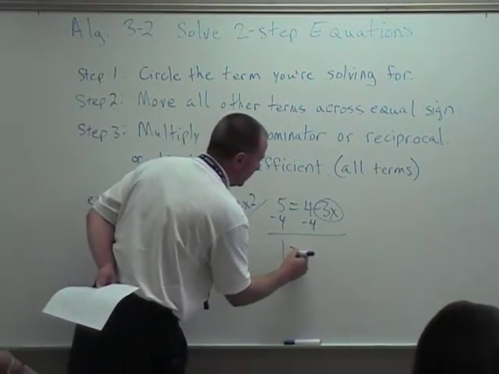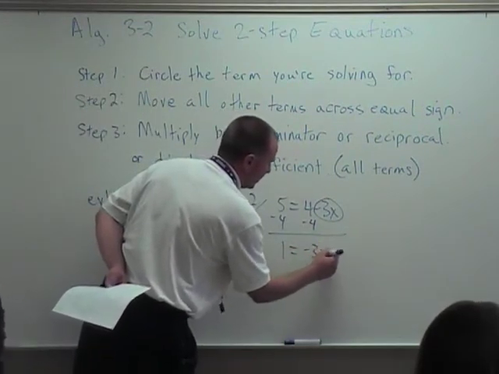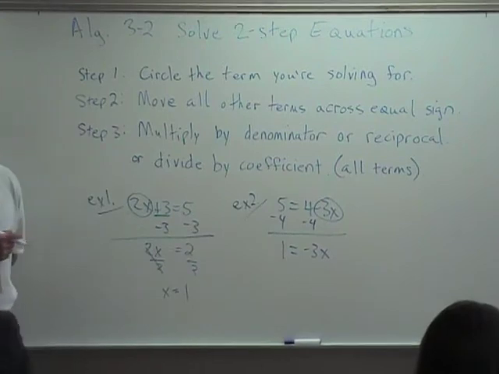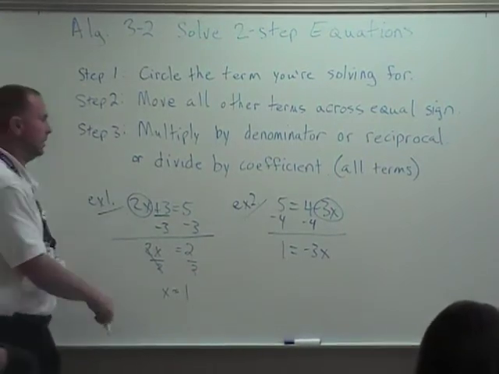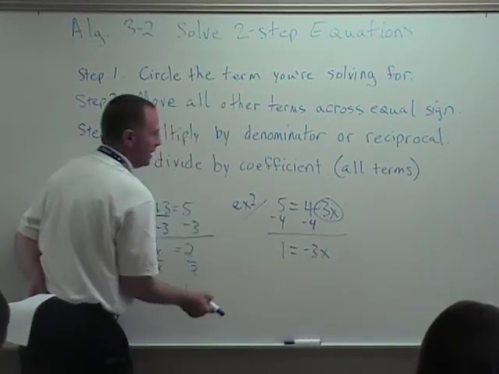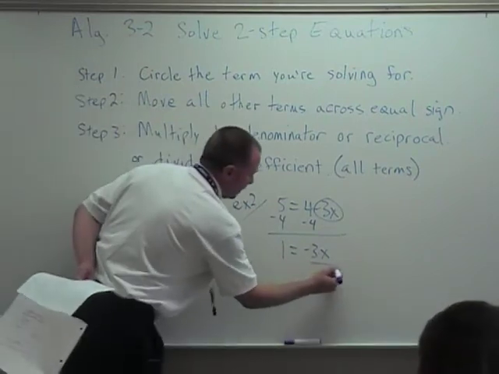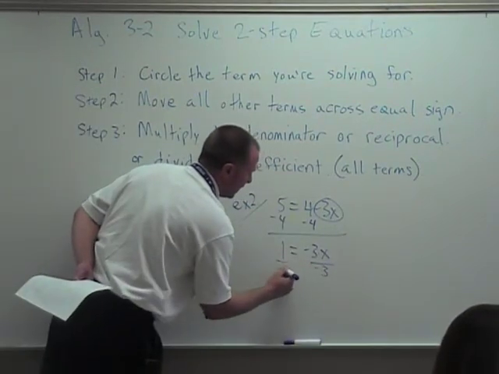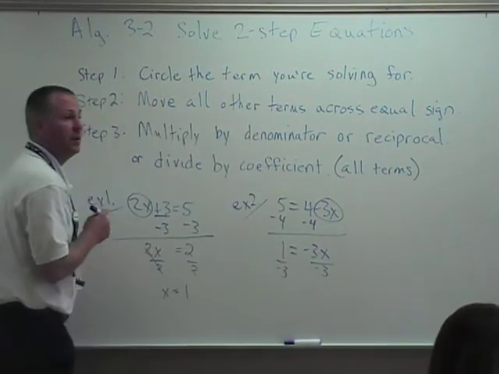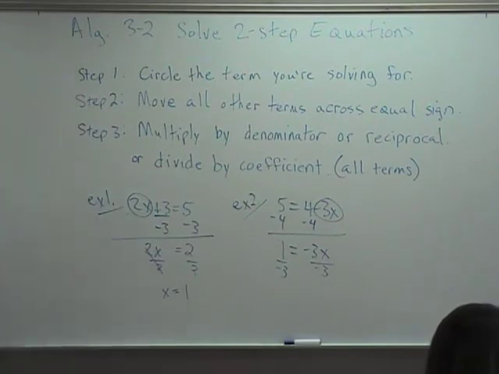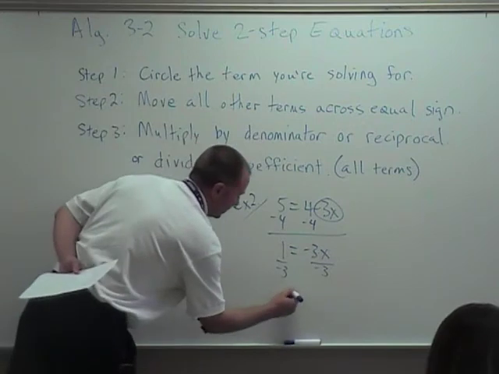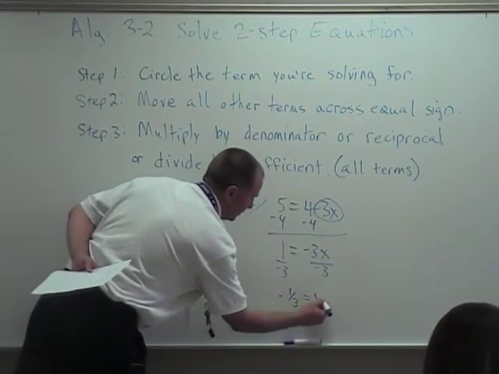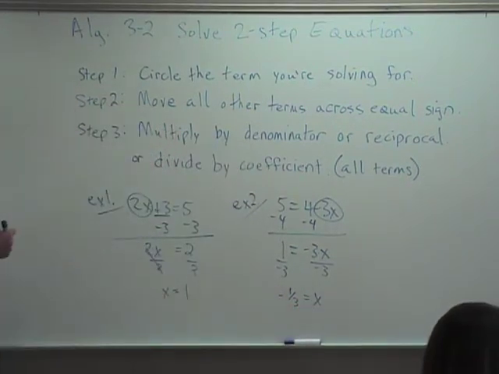All right, so this is 1 equals negative 3x. That minus now becomes a negative. So, again, I have a negative 3 times x. Step 3 is divide off the coefficient. I'm going to divide by a negative 3 because a negative divided by a negative is positive. All right, so the answer is negative 1/3 equals x. Any questions so far?